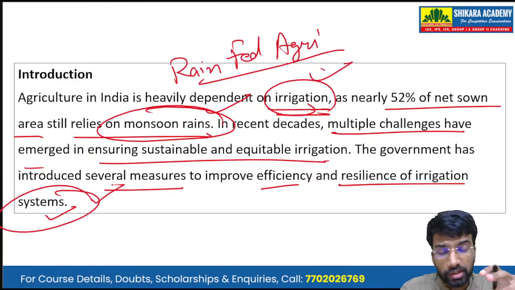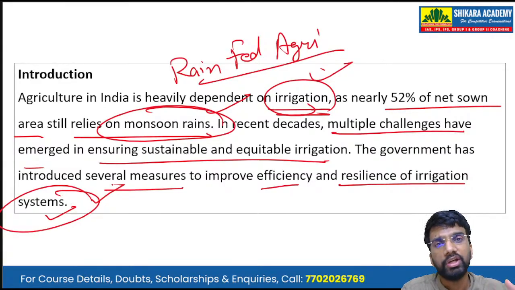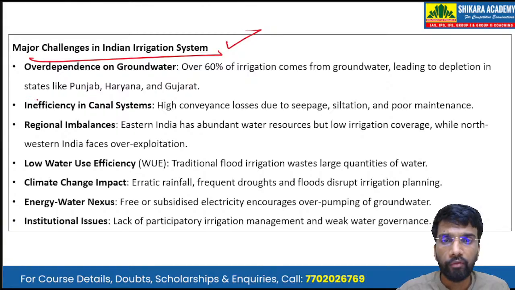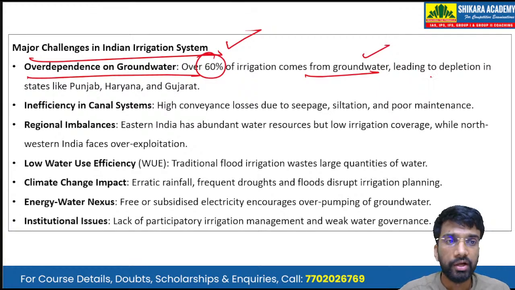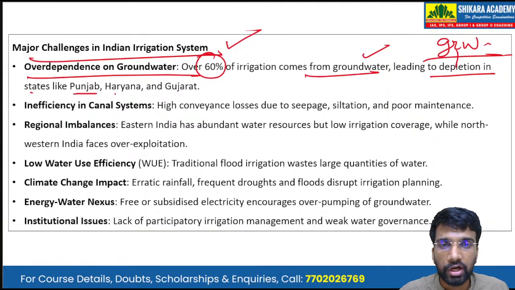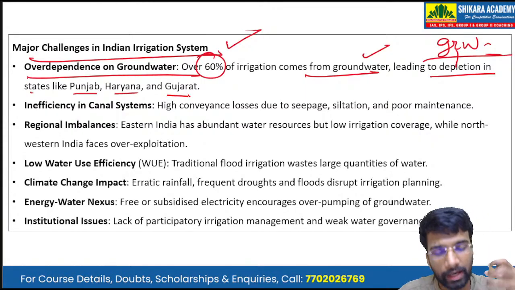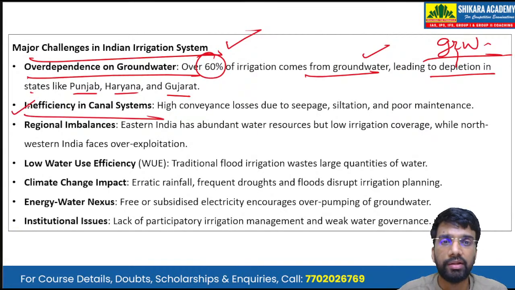So in this introduction, we have shown the examiner what he or she can expect in this answer. In the body of the answer, we write the major challenges in the Indian irrigation system. First is the over-dependence on groundwater. Over 60% of irrigation comes from groundwater, leading to depletion of groundwater in states like Punjab, Haryana, and Gujarat. So there is a heavy reliance on groundwater, and rampant extraction of groundwater for irrigation purposes.